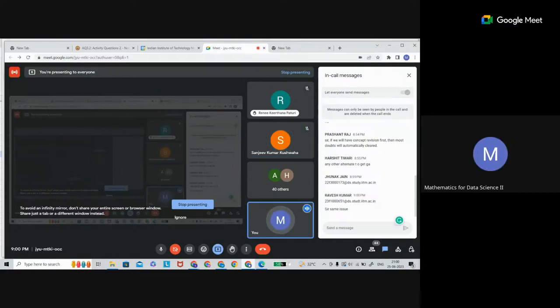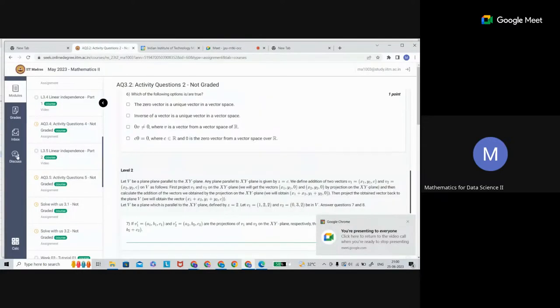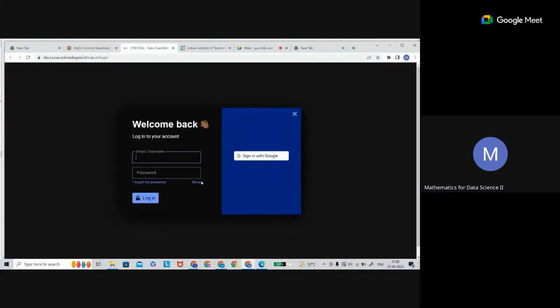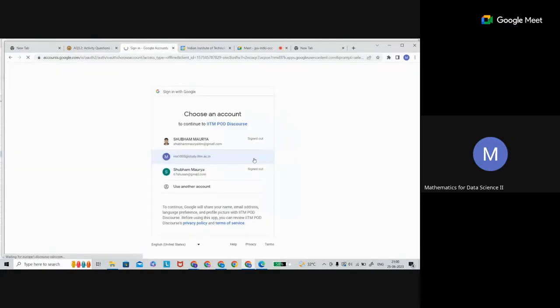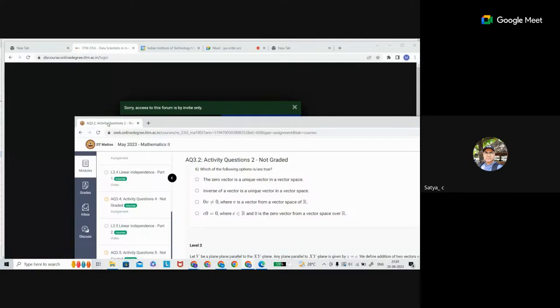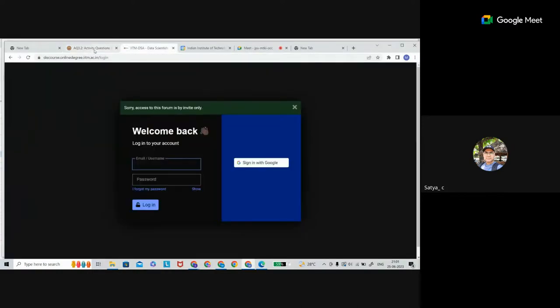So this problem is not from our side. The possibility is that you are not switching your Gmail. Let me show you. For example, when I click here, it asks me to log in. Once I start logging in, it will ask for the Gmail. Suppose this is my personal mail ID and this is the institute mail ID. Once I log in here, I still see this because the invitation is not given for this one. Discourse requires the old email address; new email addresses are not supported.